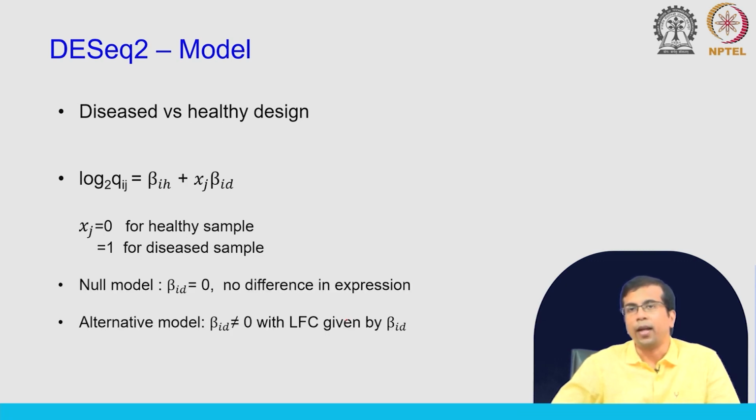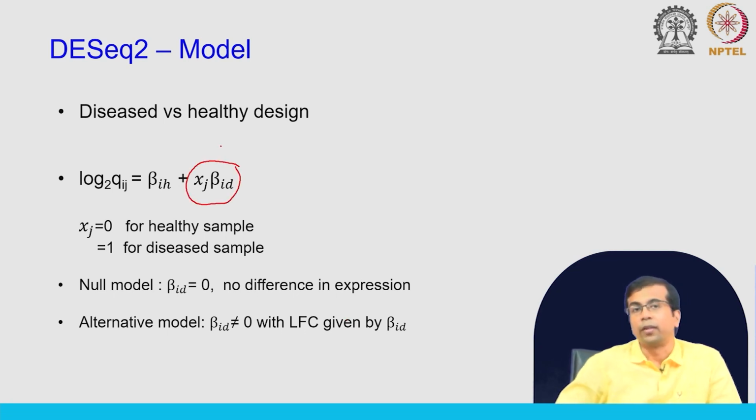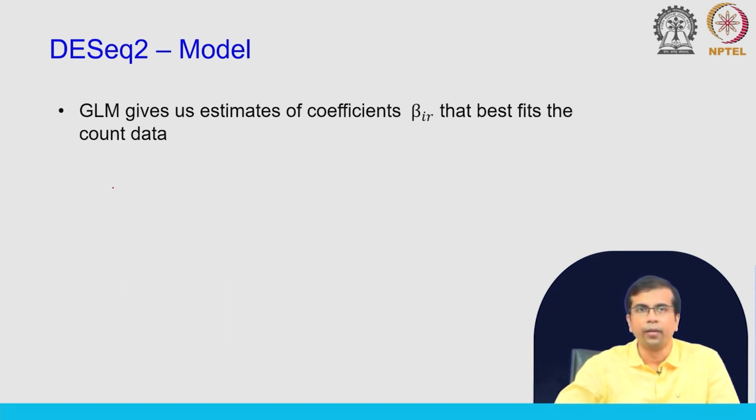Okay. And the null model, this is where the statistical model comes in. The null model is beta_iD equals 0, so there is no difference in expression between healthy and disease samples. This second term here becomes 0. Okay. But of course, then you have the alternative model, which says beta_iD not equal to 0, and that means there would be something called log fold change or LFC, that is given by beta_iD. Just note that this is a log transform. So, beta_iD will give the log2 fold change, or in short LFC. We will discuss what this LFC is a bit later.